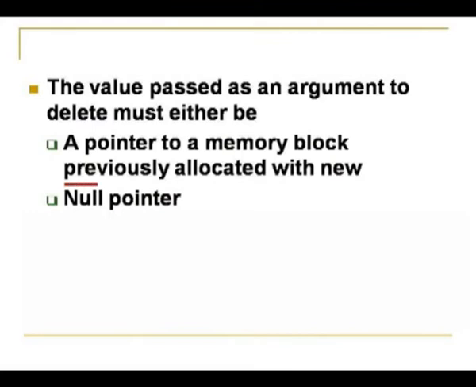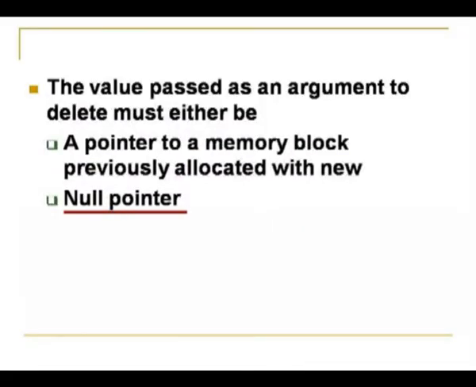The argument must either be a pointer to a memory block which was previously allocated, so that pointer should have been allocated by the new operator. It cannot just be any pointer; only when memory has been dynamically allocated can it be dynamically released. Or it should be a null pointer. A null pointer indicates that there is no memory existing there because no memory was allocated.